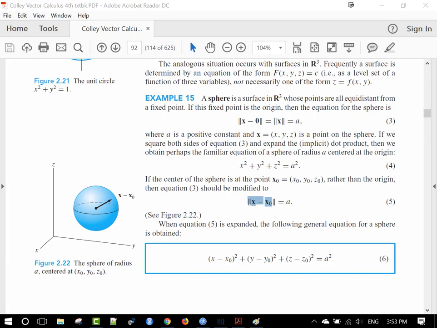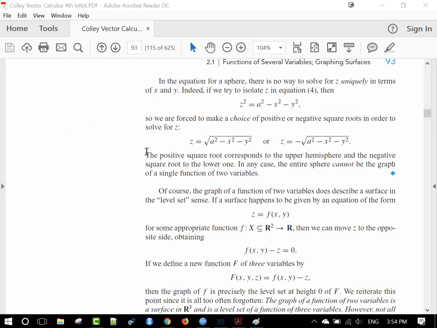Okay, but now they do a big trick. I guess it's a trick. They say, of course, the graph of a function of two variables does describe a surface in the level set sense.